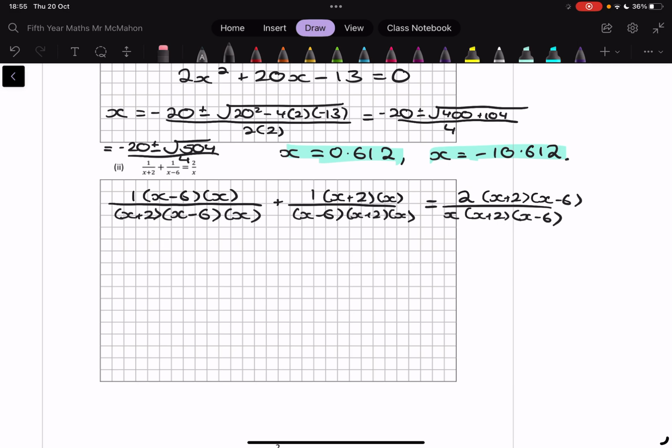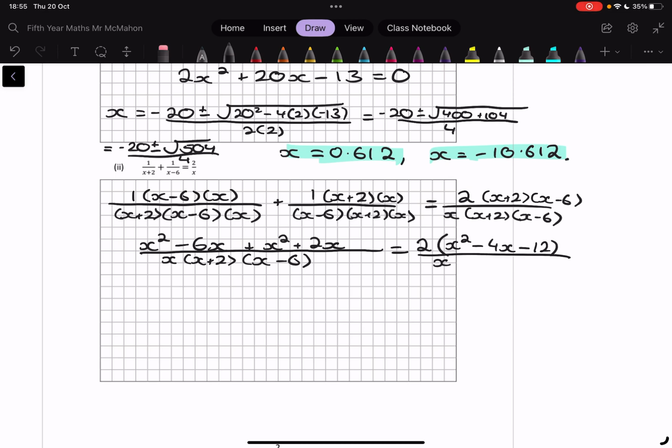Now, tidying that up a little bit, on the top of this first fraction, I will get x squared minus 6x. From the next fraction, I will have plus x squared plus 2x. And from the first part, we know that that's all over x, multiplied by x plus 2, multiplied by x minus 6. On the other side of the equal sign, I have 2, and we can multiply out these two brackets. We will get x squared minus 6x plus 2x, so minus 4x, and then 2 by minus 6 will give us minus 12. And that is, again, all over the same denominator.